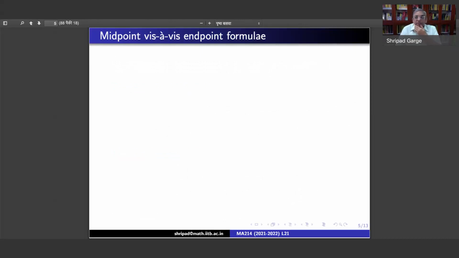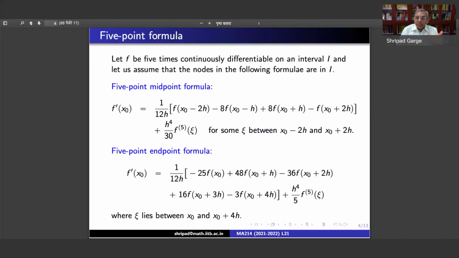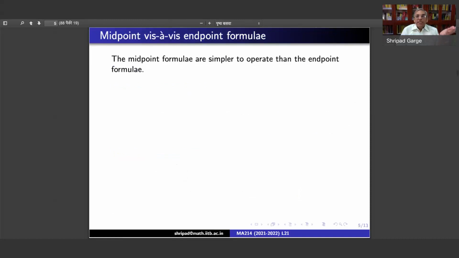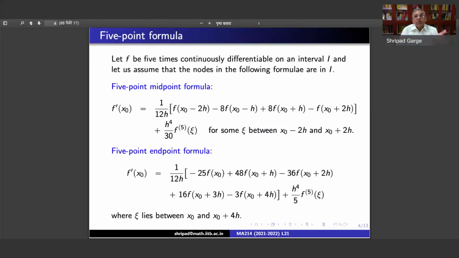You know, it may seem that the midpoint formulae are much better because they are simpler to operate than the endpoint formulae. First of all, you have fewer function values to compute, and the coefficients are also smaller, and you are in the end dividing by 12h, which is the same for the midpoint formula and the endpoint formula, and the same thing happened even for the 3-point formula. So these numbers in the denominators are not changing. We are also getting the errors to be much better.